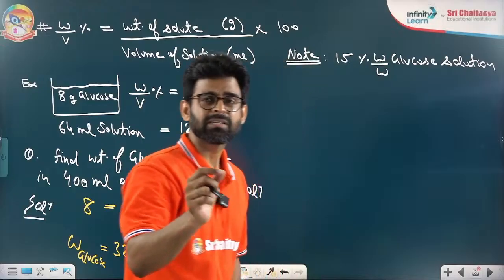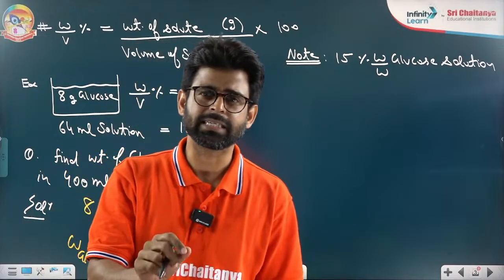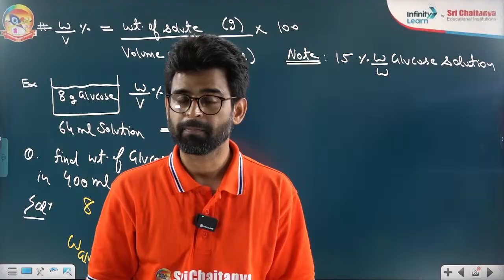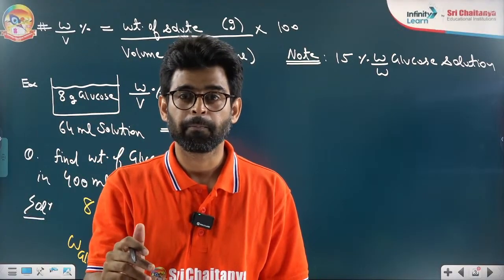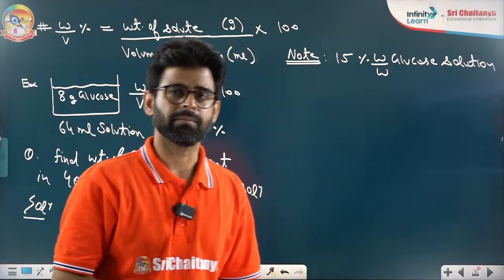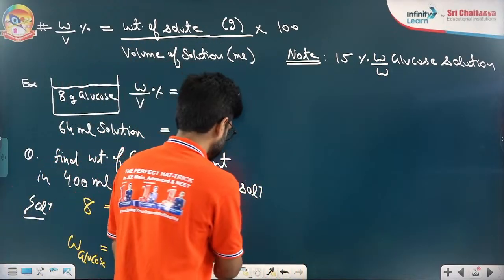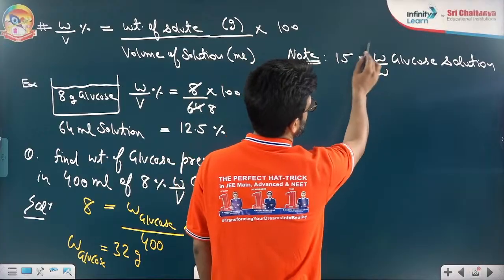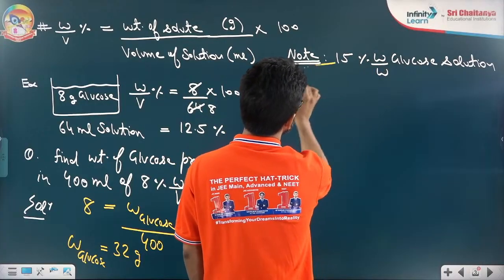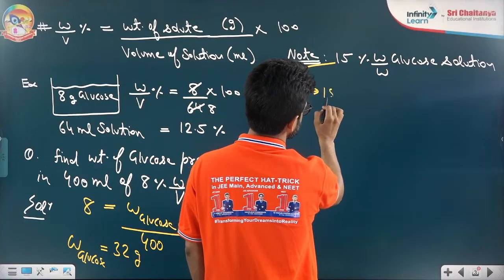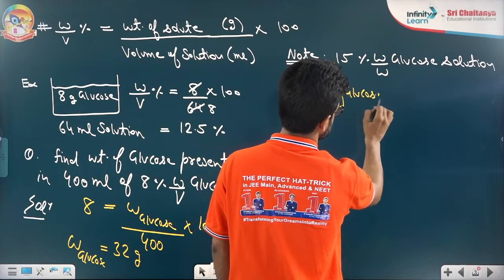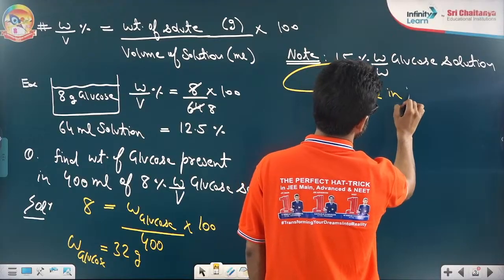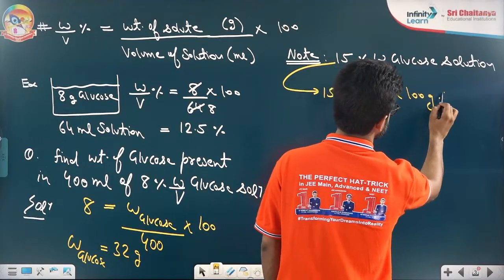They gave it as a 15% weight by weight glucose solution. Nothing else given. And they're asking some other term. So how will you use this term? It is very important. You have to use this term. What will you conclude from here? You will say, from here, sir, 15 gram glucose is present in 100 gram solution.